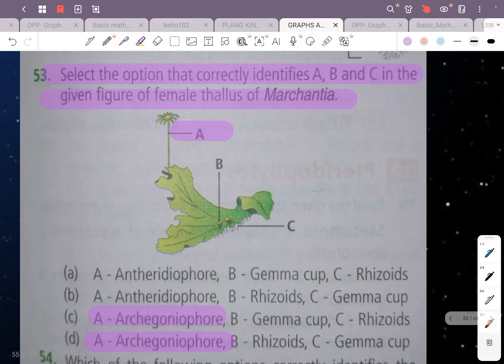Talking about B, B are these cup-like structures called gemma, right? So B is gemma cups, and with that option C becomes the correct answer. And C, if you clearly see, these are unicellular rhizoids. Now since it's Marchantia and Marchantia is a liverwort, the rhizoids in liverworts are usually unicellular and unbranched. So that makes option C the correct answer. I hope that is clear to everybody. Okay, moving on to the next question.